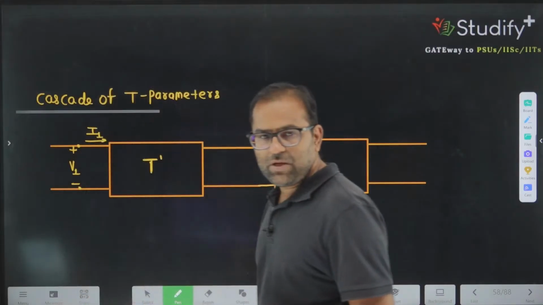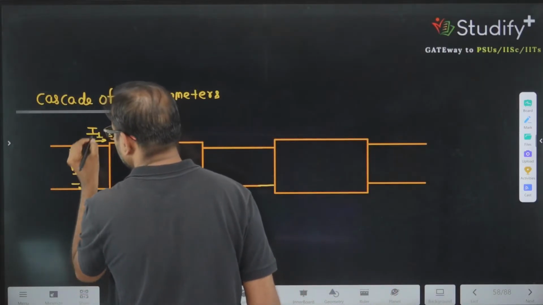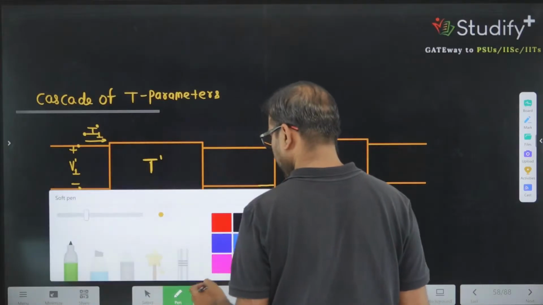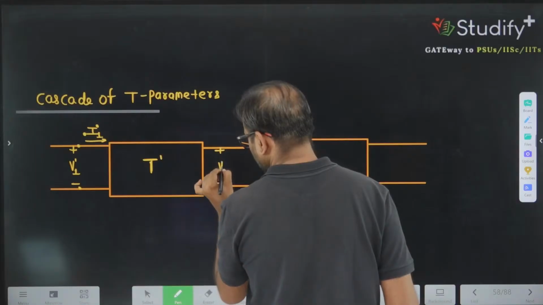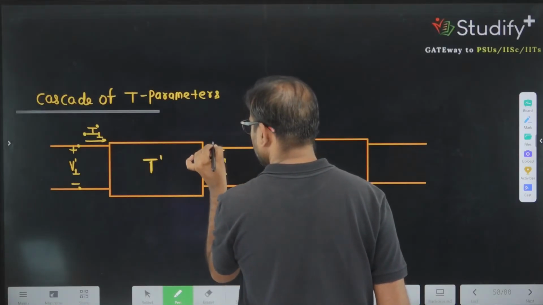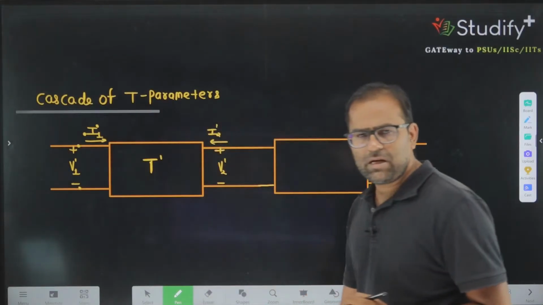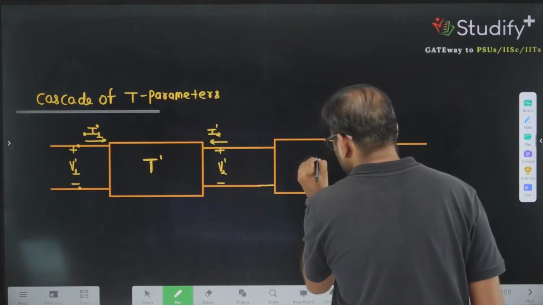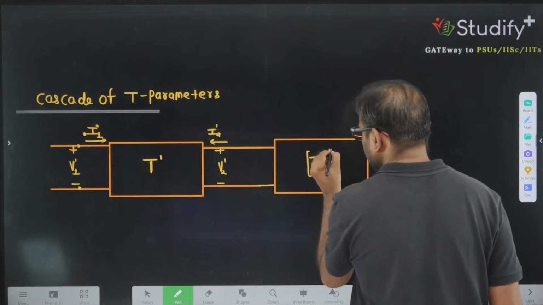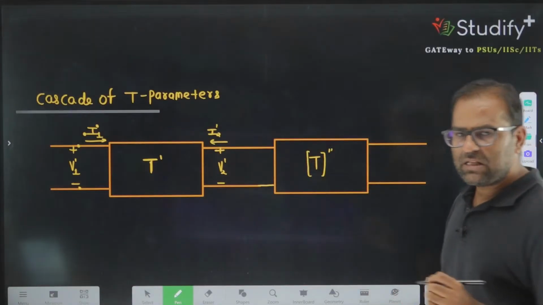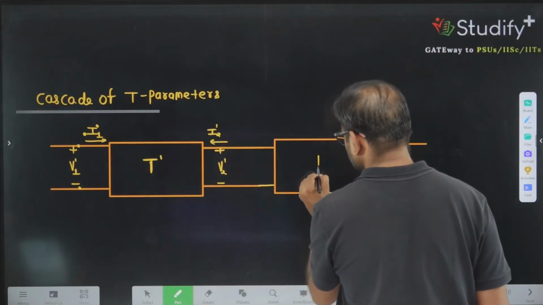Then we are having, let's call this V1 prime, I1 prime. Then we are having this V2 prime, this is I2 prime. And another two-port network for which T parameters are defined. I am representing it by T double prime. And there is a definition of T prime and T double prime. So you can call this a T double prime.